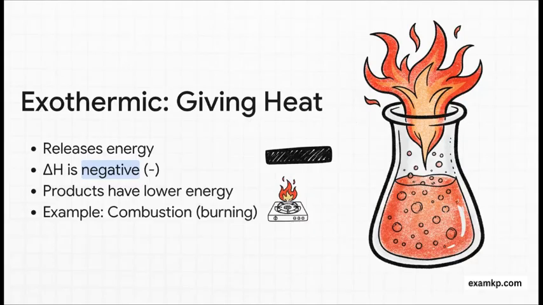Let's zoom in on exothermic reactions. Because energy is exiting the system, the stuff you end up with, the products, has less energy than what you started with. That means the change, delta H, is a negative number. The most classic example is burning anything, like methane in your gas cooker.